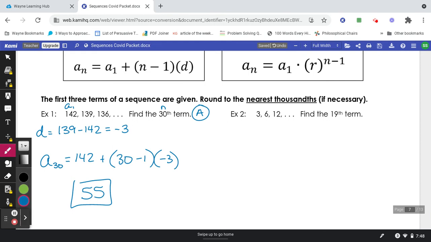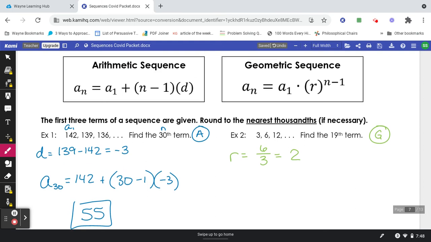All right, for example number 2, we've got 3, 6, 12. So I notice that from 3 to 6, that looks like I'm adding 3. But when I go from 6 to 12, that's more than adding 3. So that means this one must be geometric. In order to find the common ratio, second term divided by the first to get me 2. So let's just go back up to the list, make sure that actually works. 3 times 2 is 6. 6 times 2 is 12.